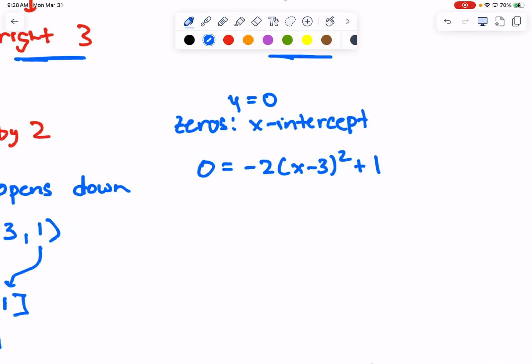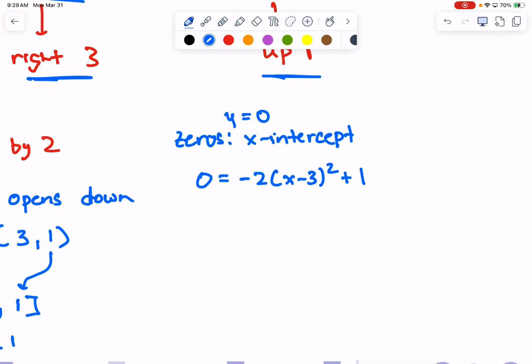Somebody talk me through it. What do we do first? 0 minus 3. Yep. Minus the 1? Oh. I'm doing the x-intercept. We'll do the y-intercept in a minute. So negative 1 equals negative 2 times x minus 3 squared. What do we do now?